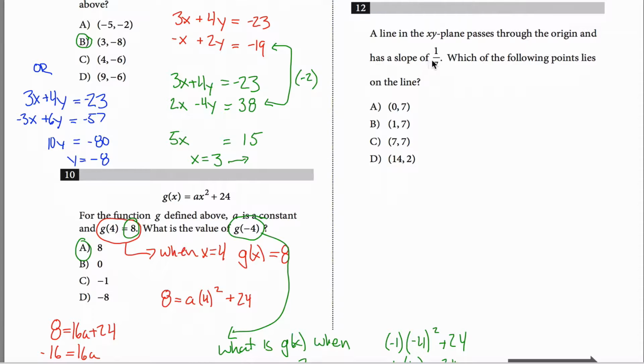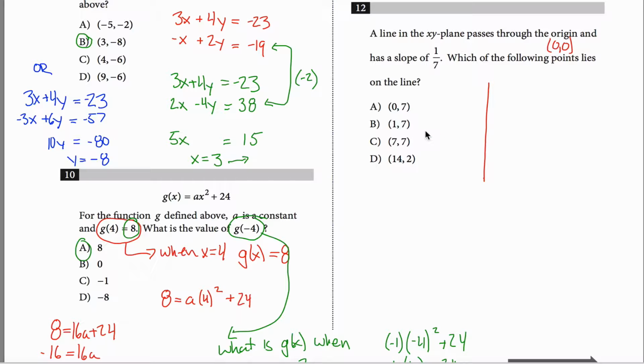Number 12 here, a line in the xy plane passes through the origin. The origin is the point 0, 0. That's good to know. And has a slope of 1/7. Which of the following points lies on the line? You got a few options, as you do with most of these problems.